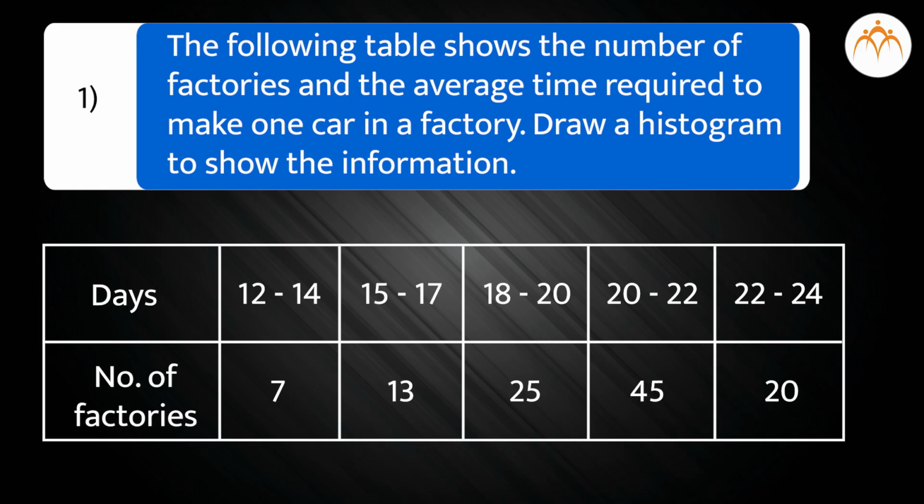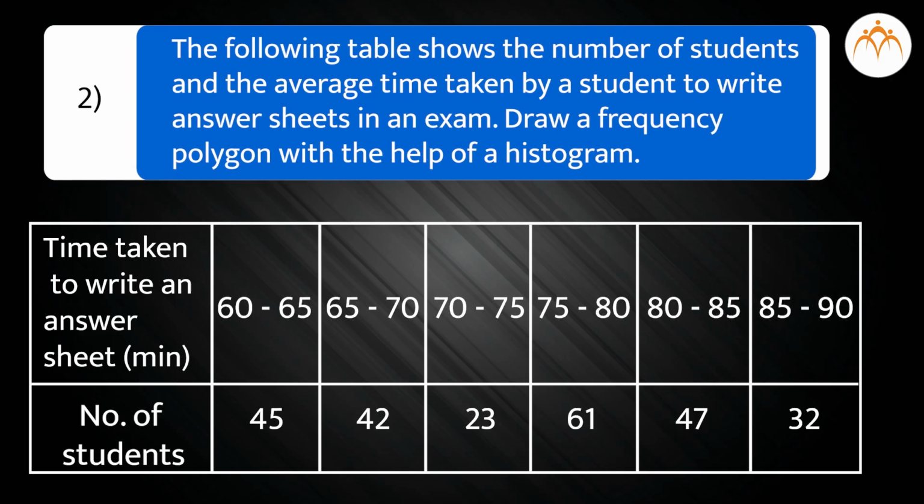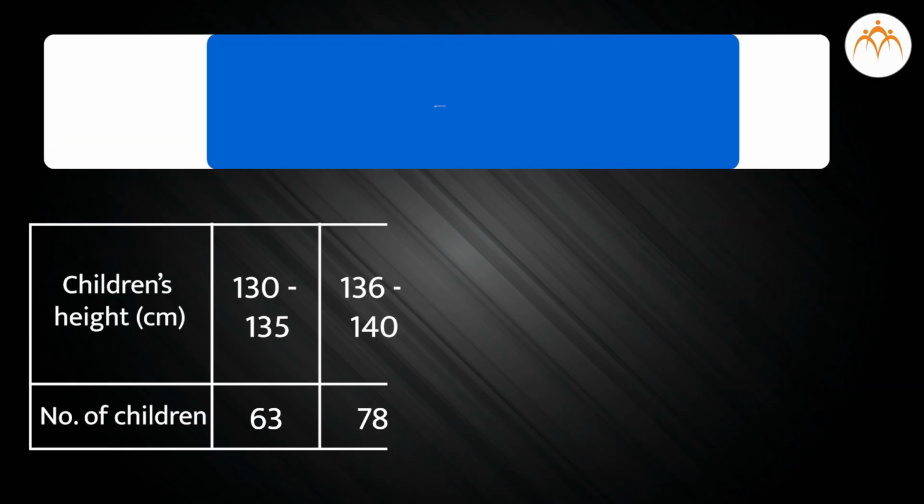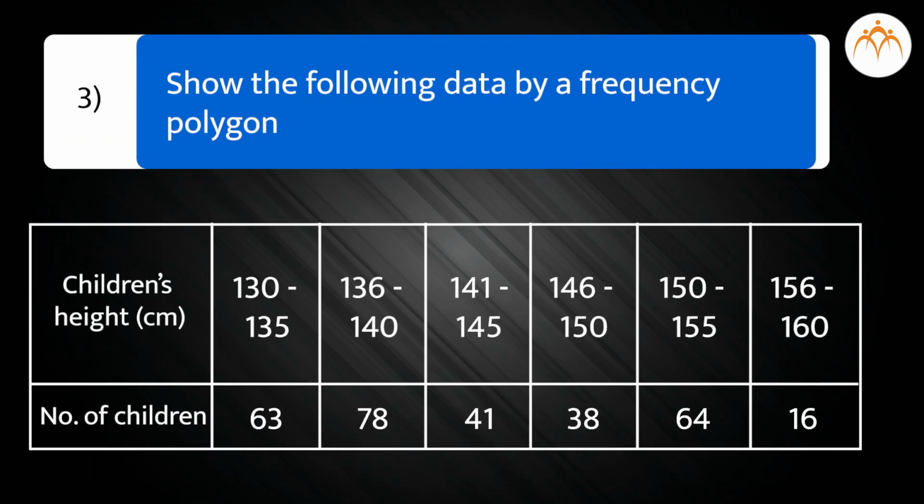Exercise. The following table shows the number of factories and the average time required to make one car in a factory. Draw a histogram to show the information. The following table shows the number of students and the average time taken by a student to write answer sheets in an exam. Draw a frequency polygon with the help of a histogram. Show the following data by a frequency polygon.